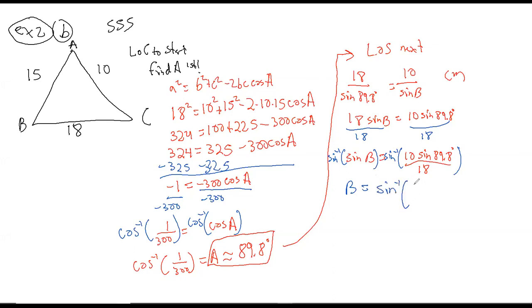So B is the inverse sine of 10 sine 89.8 degrees all over 18. And that's what we jam in our calculator and round to the nearest tenth. Where's my mouse? There we go.